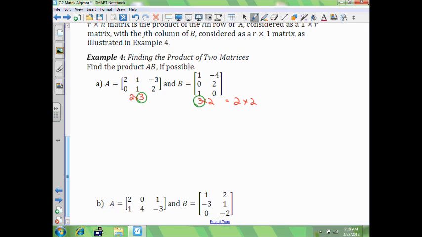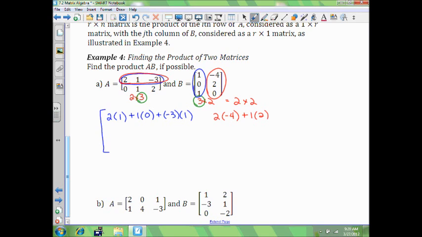So here we go. We're going to take the top row times the left column. So we'll have 2 times 1 plus 1 times 0 plus negative 3 times 1. So there's our top left entry. Our top right entry will be the top row times the right column. So we'll have 2 times negative 4 plus 1 times 2 plus negative 3 times 0.